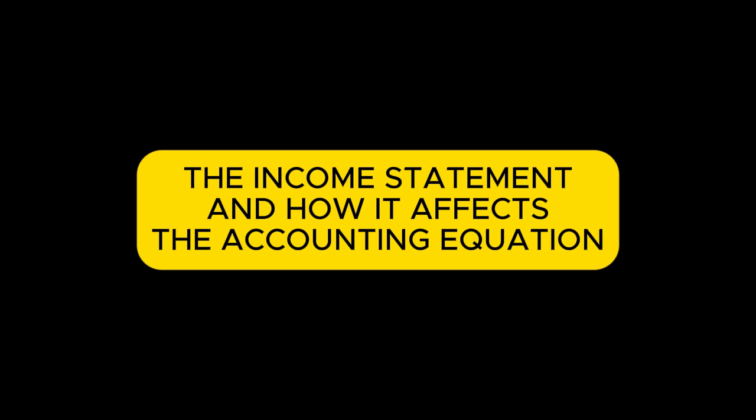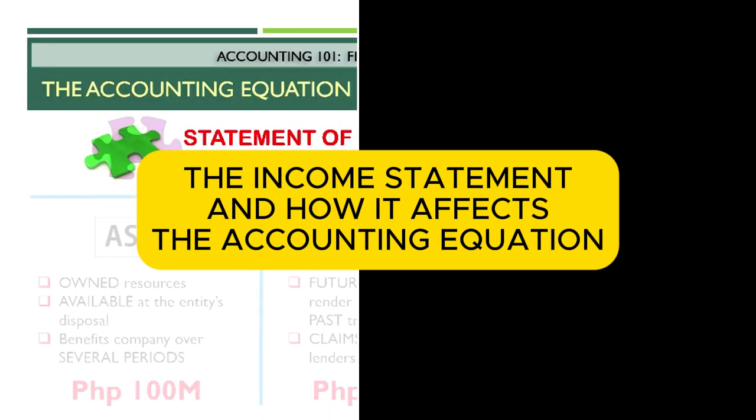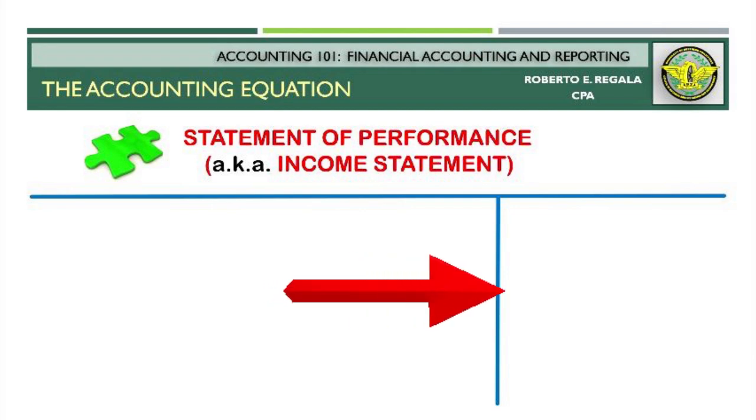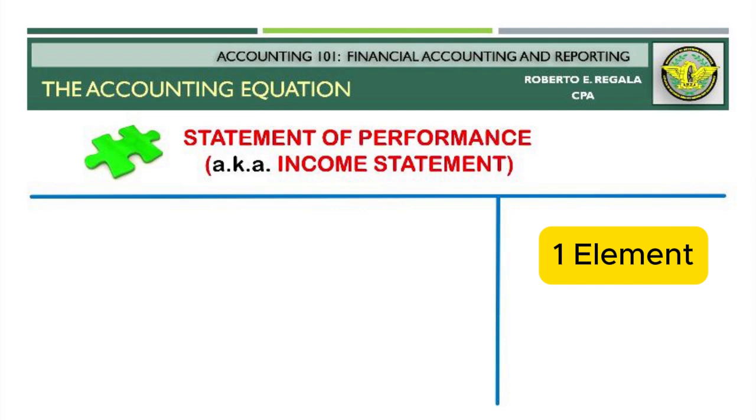The income statement and how it affects the accounting equation. Using the account format, the income statement may also be represented by a T account. However, the vertical line is further to the right. That is because, while the balance sheet has two elements on the right, the income statement only has one. And conversely, while the balance sheet has one element on the left, the income statement has two, as we shall see soon. So we leave more space on the left for the income statement.